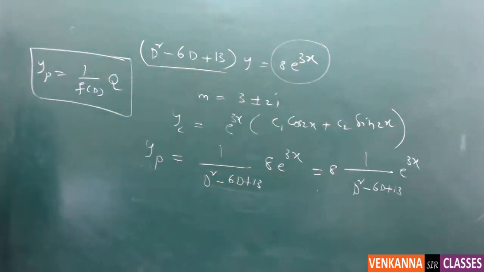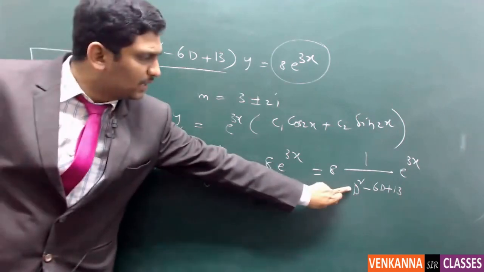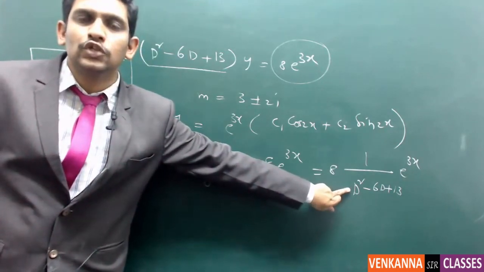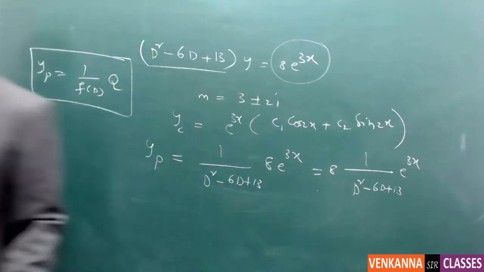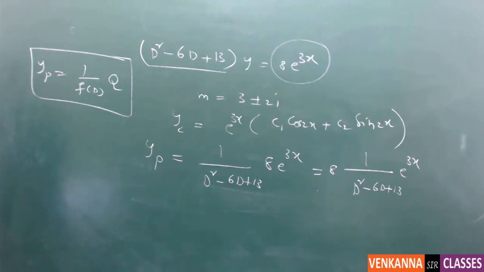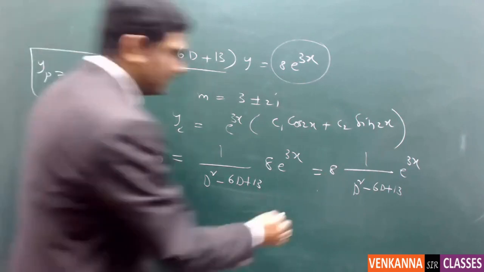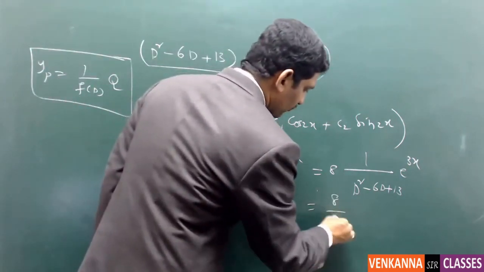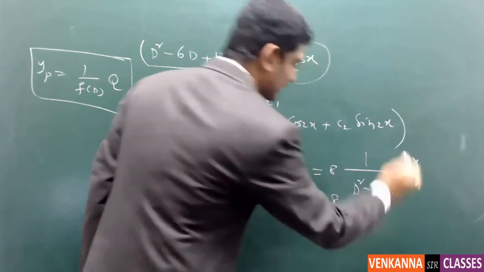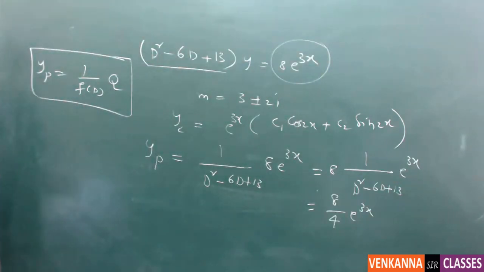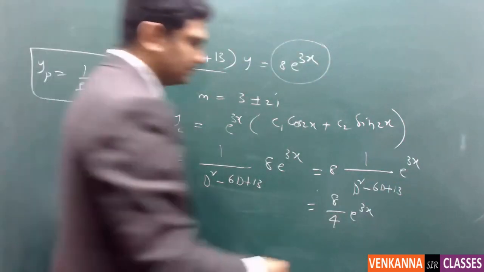Now, what is the power there? 3. So you have to substitute the power in place of d here. So what will be the denominator if you substitute 3 in place of d? 4. So the answer is 8 by 4 into e power 3x, nothing but 2 e power 3x.